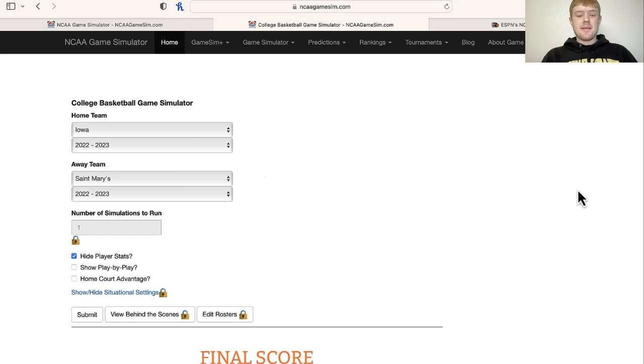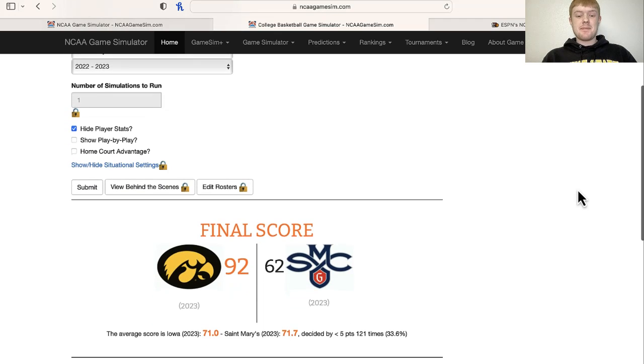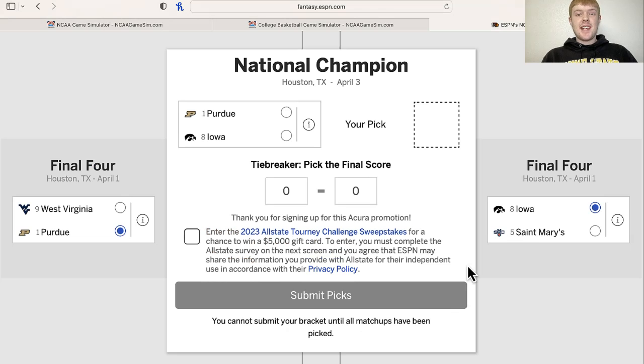Now we got Iowa versus St. Mary's, and Iowa's going to beat St. Mary's by 30 points. And so we're going to get a Big Ten matchup in the national championship game. Number 1 Purdue versus number 8 Iowa. Let's see who takes home the gold.